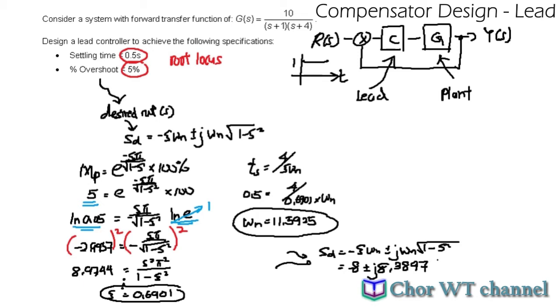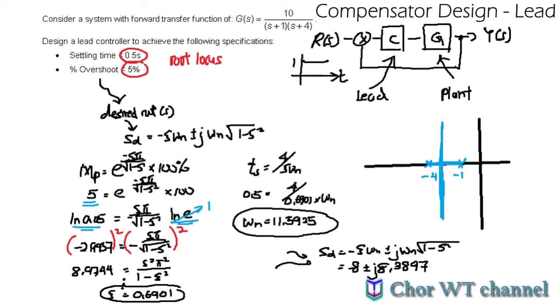That means we will not be able to use gain adjustment to achieve the specification. Why do I say that? If you consider the original root locus, which is going to be something like this, we have 2 poles at minus 1 and minus 4, and this will be the root locus of the original system.